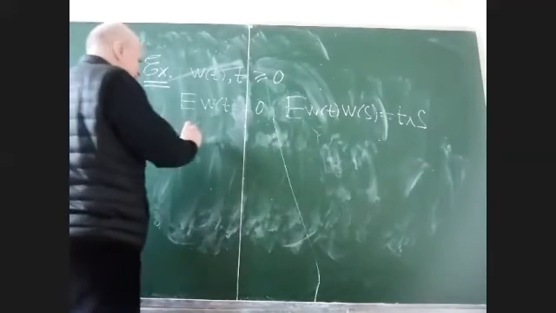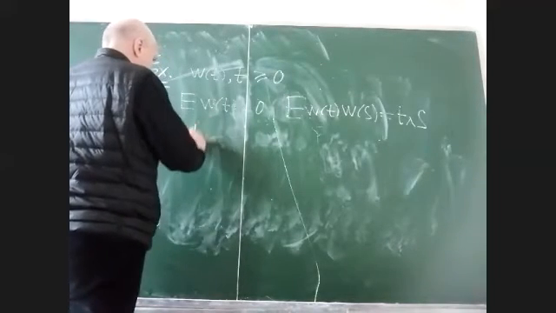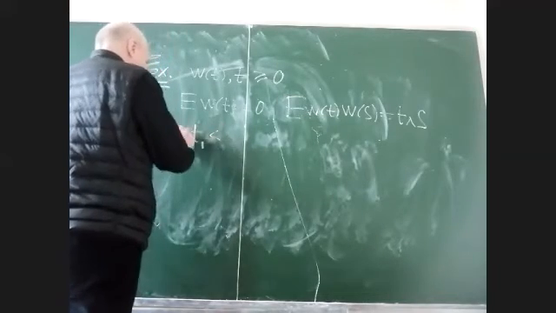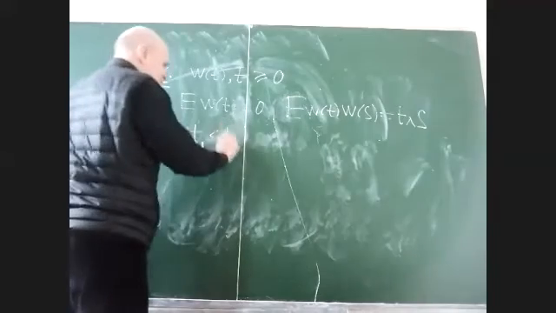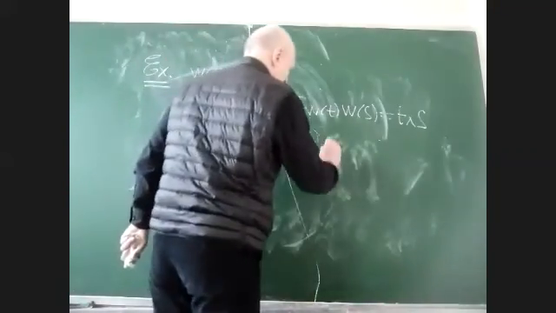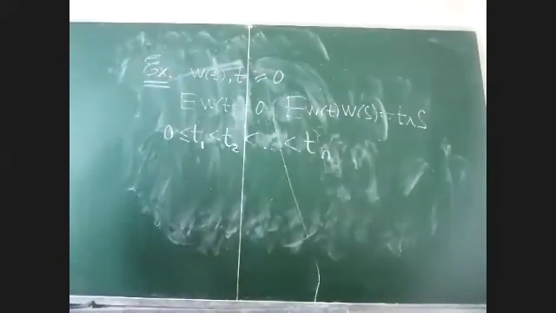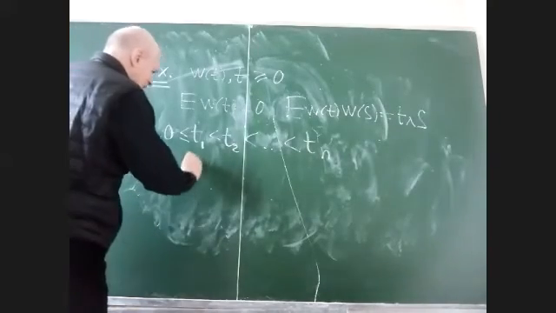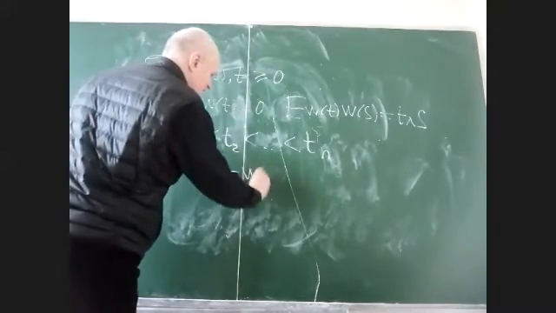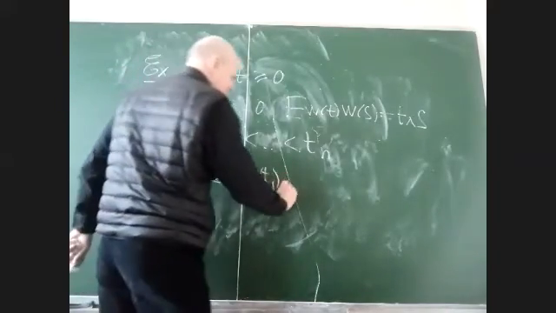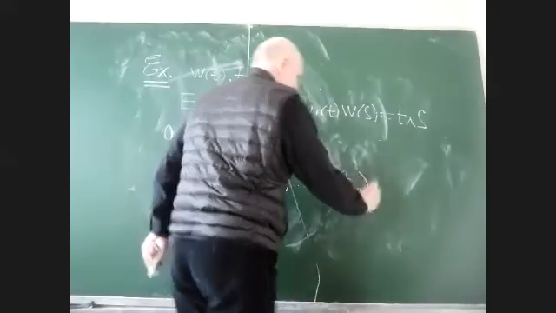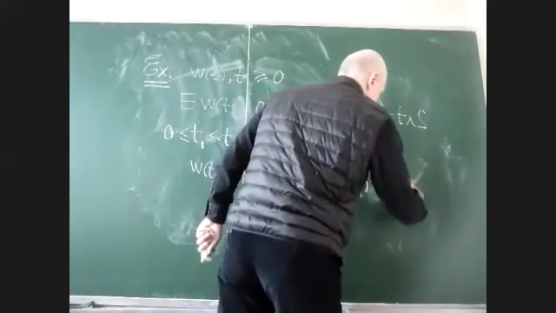let us consider t1, which is greater or equal to 0, t2, and so on, t indexed by n, and consider the differences: W(t2) minus W(t1), and so on, W(tn) minus W(tn-1).